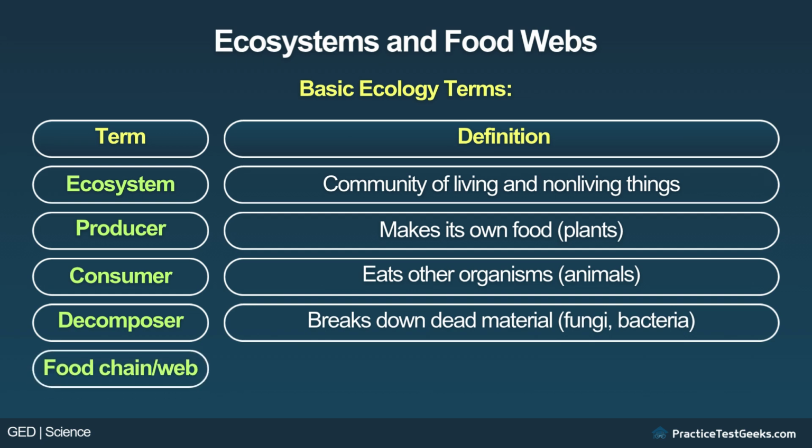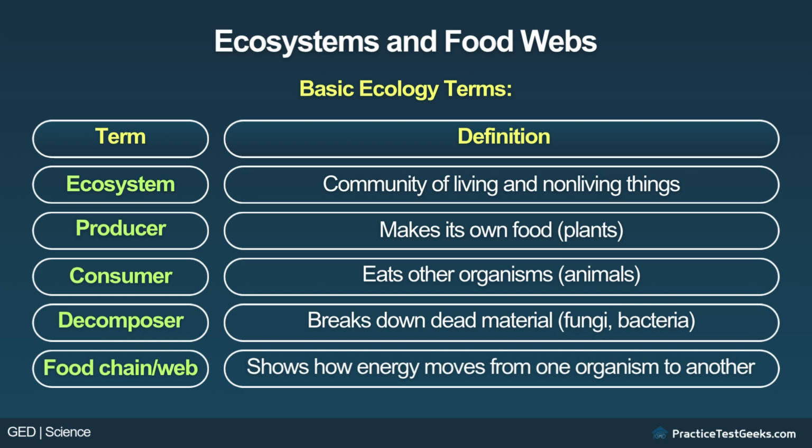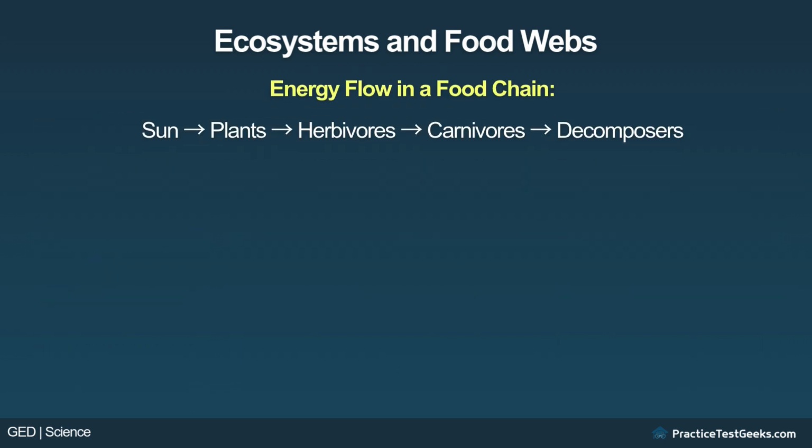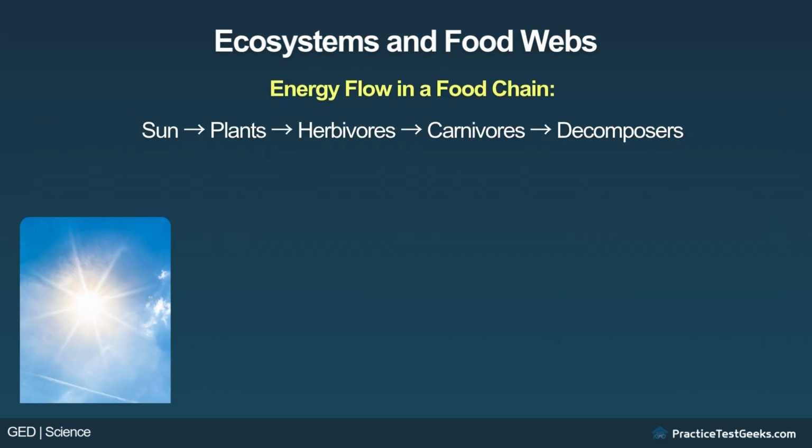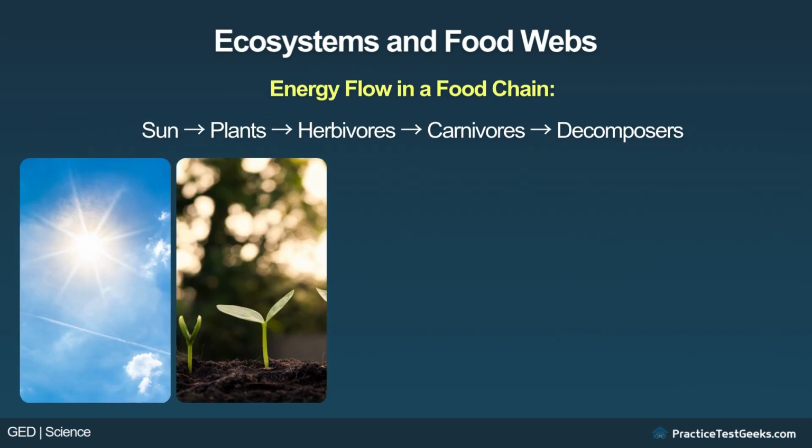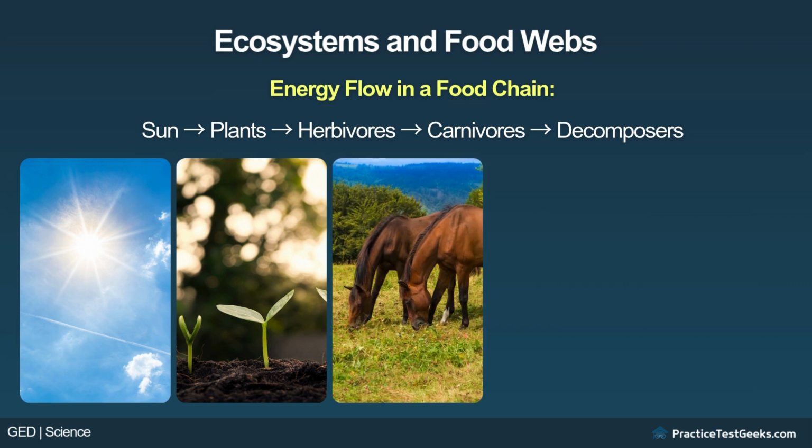A food chain or food web is a diagram that shows how energy flows from one organism to another in an ecosystem. Let's walk through how energy moves in a basic food chain. It begins with the sun, which provides energy to plants. These plants, or producers, are eaten by herbivores, which are animals that only eat plants.